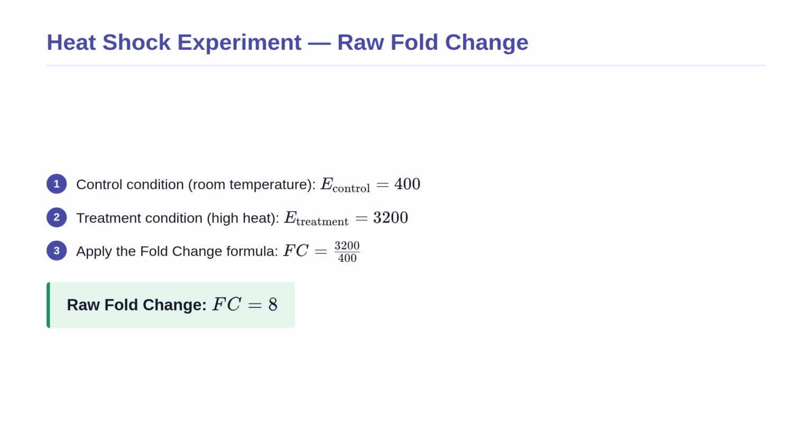We chose this formula to find the simple ratio of change. By substituting 3,200 for the treatment and 400 for the control, we divide the two numbers. The final answer is 8. Physically, this means gene A is producing exactly 8 times as much RNA under heat stress, suggesting it plays a critical role in protecting the cell during emergencies.